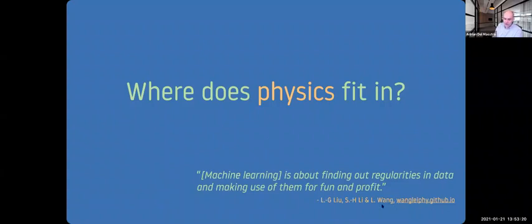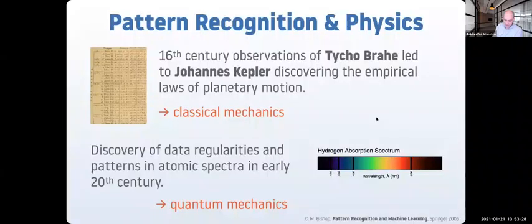There's a quote by Lu Wang: machine learning is about finding out regularities in data and making use of them for fun and profit. And that's actually something in physics that we know a lot about, and has really driven a lot of what we know about physics, right? So pattern recognition, understanding patterns in data, that's historically how we made breakthroughs in physics.